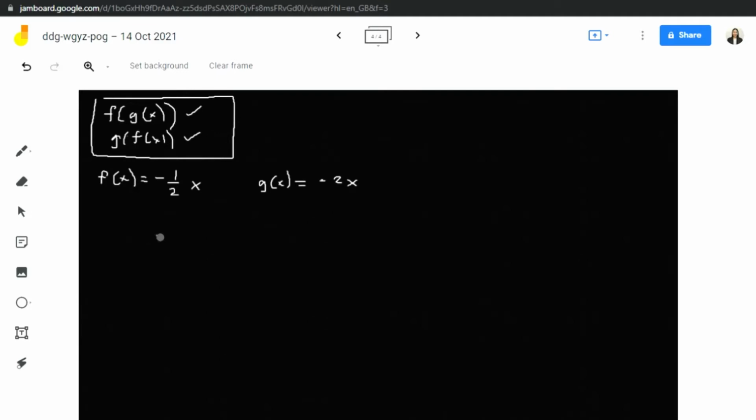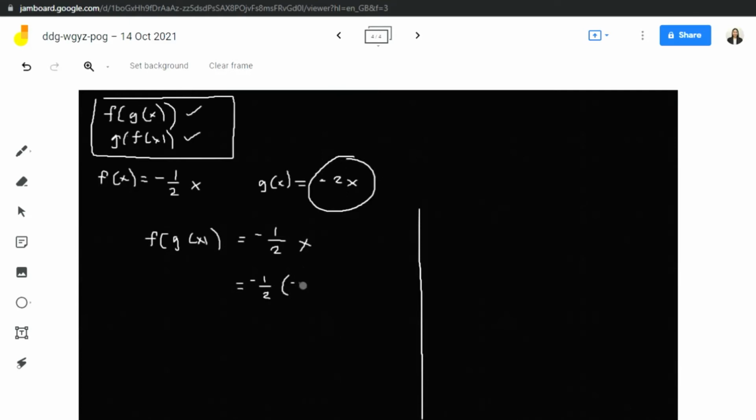We'll have two. So we have the f of g of x, right? Our f of x, that is negative 1/2 x. Take note, g of x will be substituted to the function of f of x. So x here will be replaced by negative 2x. We have negative 1/2 times negative 2x. Now negative 1 times negative 2x, that's positive 2x all over 2. This gives us x as the answer.